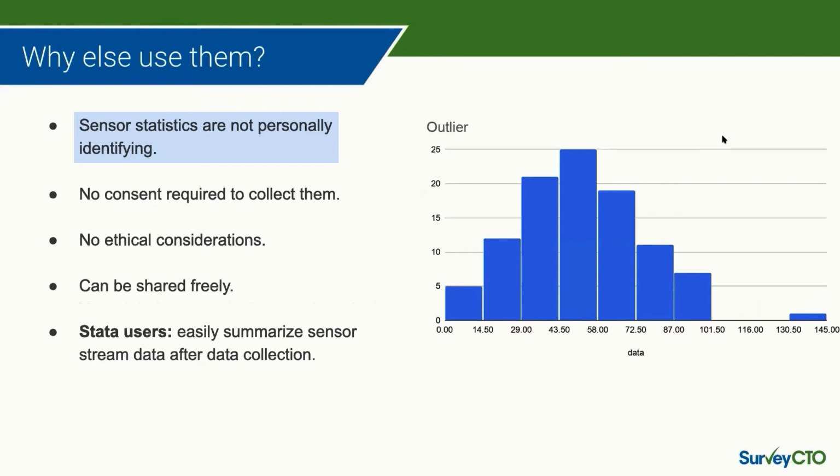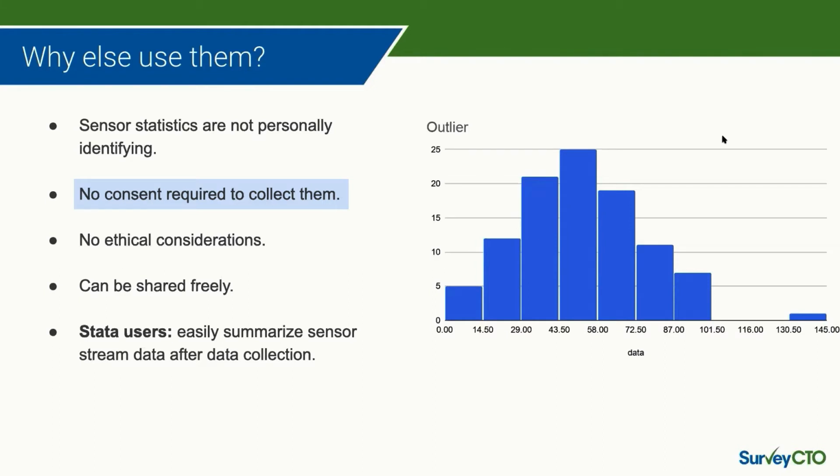So why else would you use sensor statistics? Well, the other good reasons include that sensor statistics are not personally identifying. So even the experimental conversation statistic doesn't really identify anybody. There's no recording. It's just a measurement and an analysis of what that sound is when it's being detected. So there's no consent that you need to involve to collect this data.